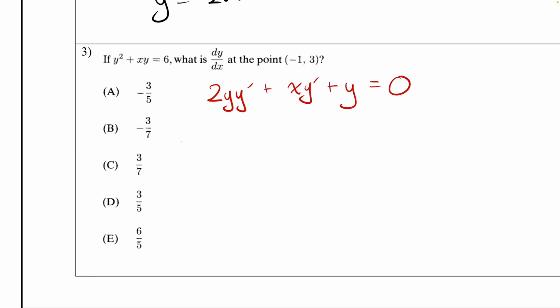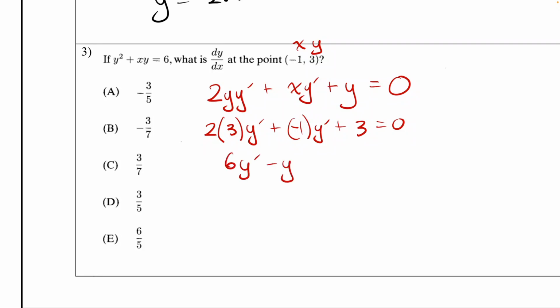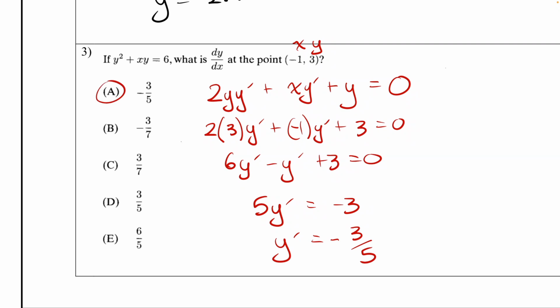All right. And immediately plug in. Our x coordinate is negative 1, our y coordinate is 3. This now says 2 times 3 y prime plus negative 1 y prime plus 3 is equal to 0. So I have a 6 y prime minus y prime plus 3 is equal to 0. That means 5 y prime is equal to negative 3. Divide both sides by 5, and y prime is equal to negative 3 fifths. That's correct, answer A. Oh my god, look at this improvement, doesn't it feel great?